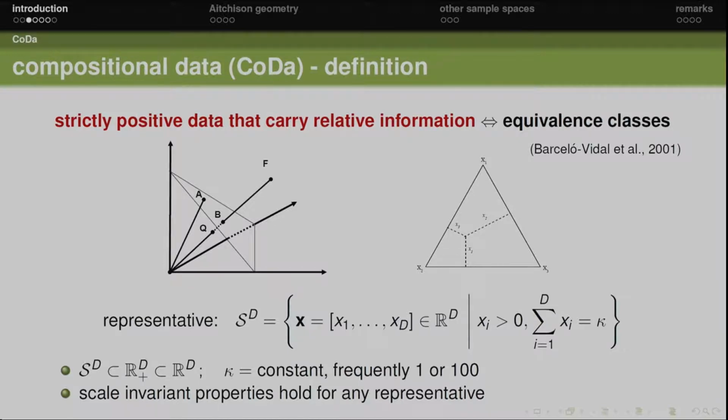So we take the simplex that was mentioned in the talk before as a representation of those equivalence classes, and we can take the closed representation with constant sum as a representation, but it's not the only one. The properties of compositional data hold for the whole real line, for all the equivalence classes, and thus for each representation. There are situations which are not closed. When we consider molar concentrations, they don't sum to a constant.